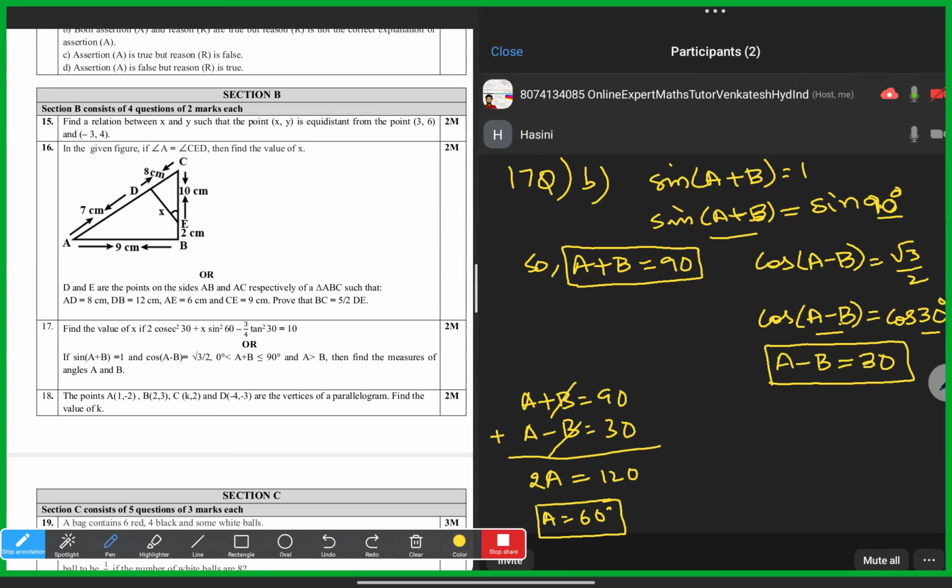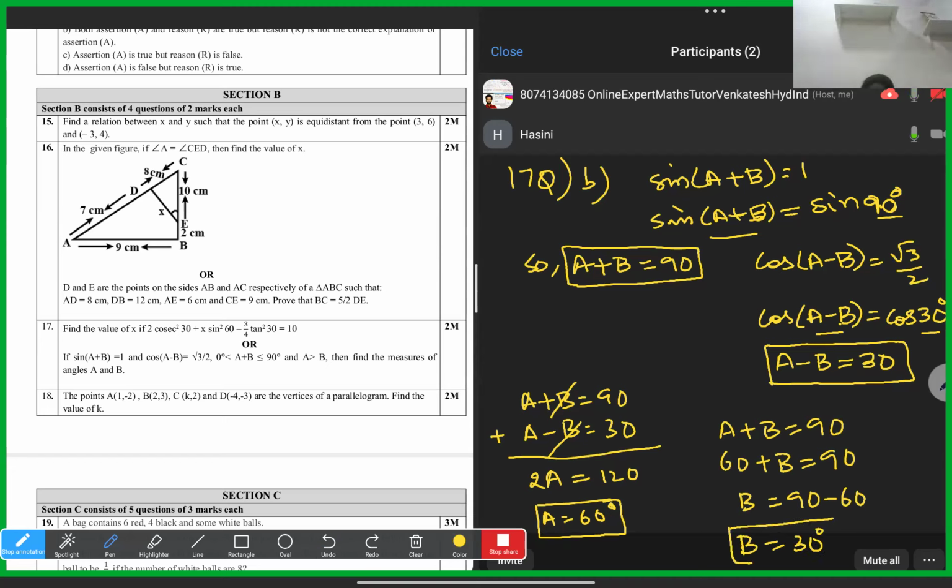Any doubt? No, sir. Now we'll substitute a is equal to 60 in any one of the equations. 60 plus b is equal to 90. b is equal to 90 minus 60. b is equal to 30. Okay, any doubt? No, sir. So this is the 17th question, we found the angles.